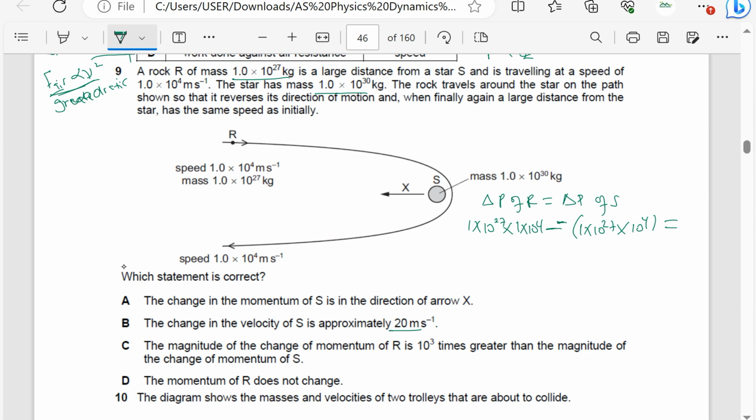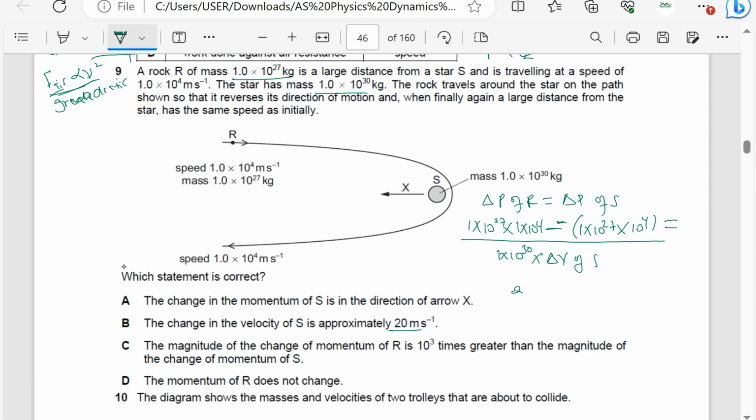Then for S, its mass is 1 times 10 power 30, times its change in velocity. We don't know its change in velocity, so let me just say delta V, the change in velocity of S. This is going to be addition, so that is going to be plus, and I think that gives us what value?